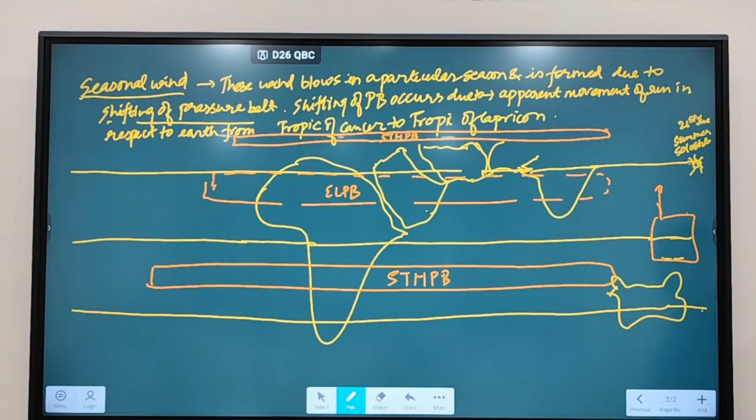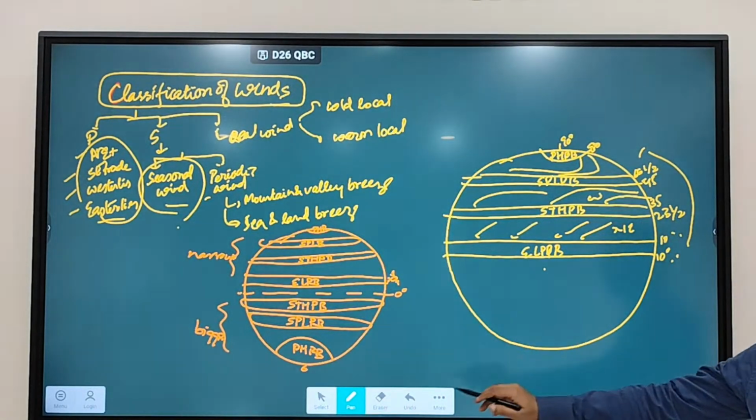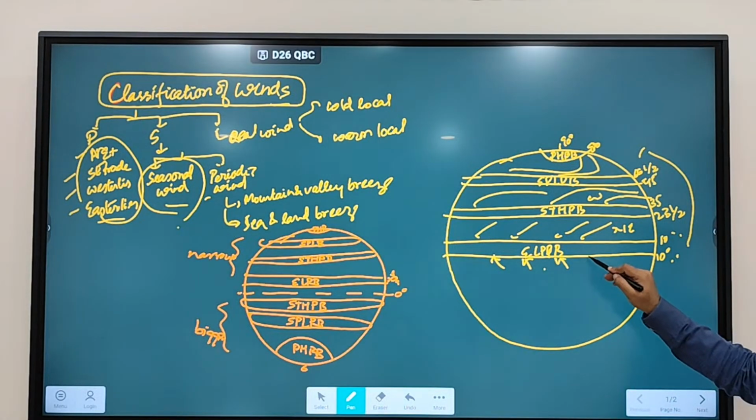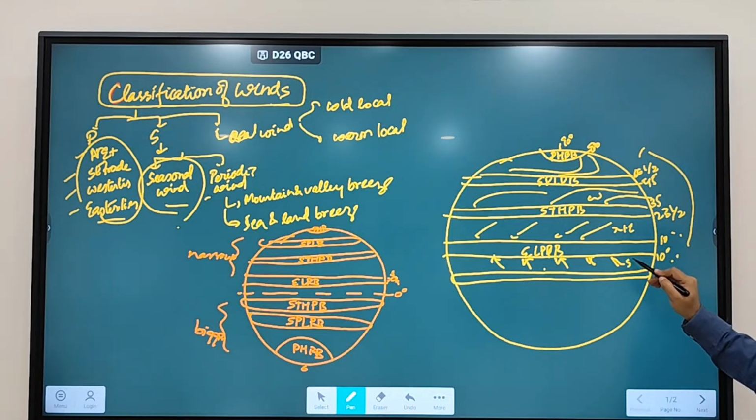Clear? Now you know that this equatorial low pressure belt is the meeting point of which two winds? It is the meeting point of the northeast trade wind and the southeast trade wind. Because it is a meeting point of these two winds, we also call it what? ITCZ. What was ITCZ?